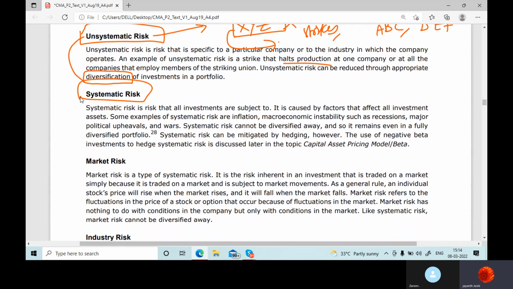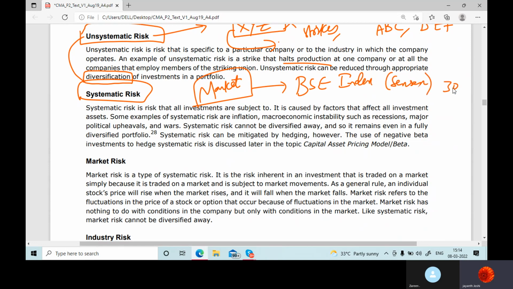Systematic risk is the risk of the market. When I speak about the market, there are various companies in the market. If I take the BSE index, the Sensex, there are 30 companies in it. The Nifty, of the National Stock Exchange, has 50 companies.